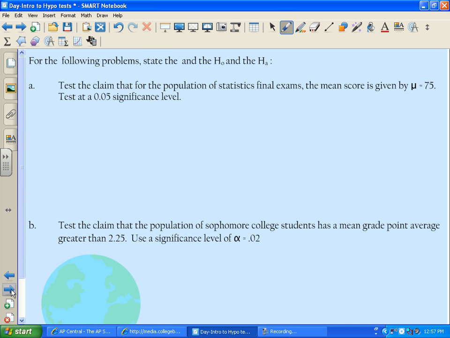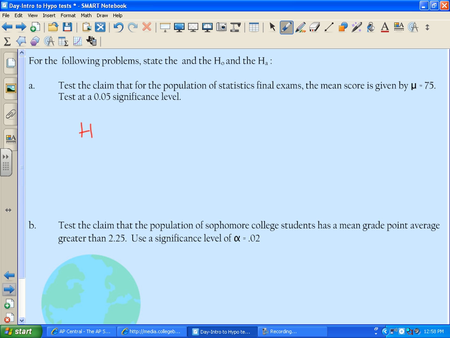Null and alternative hypothesis work real quick, because this is what you're going to have to do on tonight's homework. Test the claim. You're basically doing the first 4 steps, I think, or 5 steps of the hypothesis test tonight for homework. Problem solved. Following problem, state the null and alternative hypothesis. Part A, test the claim that for the population of statistics final exams, the mean score is given by mu equal to 75. Test at the 5% significance level.